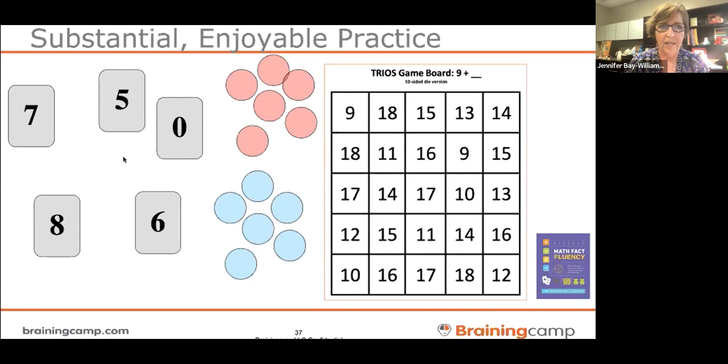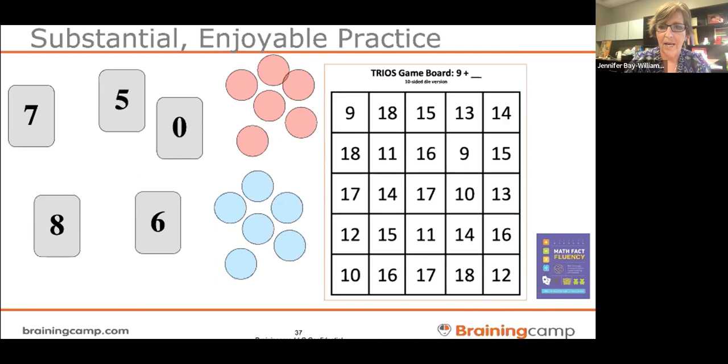So at the beginning, students have a deck of cards and they have 2 colors of counters. They're trying to get 3 in a row, a trio. And every time they get a trio, they score a point. If they get 4 in a row, that's 2 trios side by side overlapping. So that's 2 points. That's the game. So it starts like this.